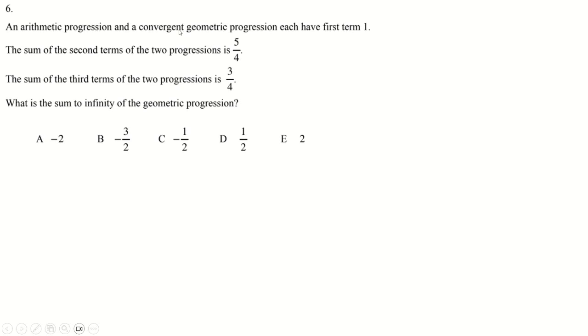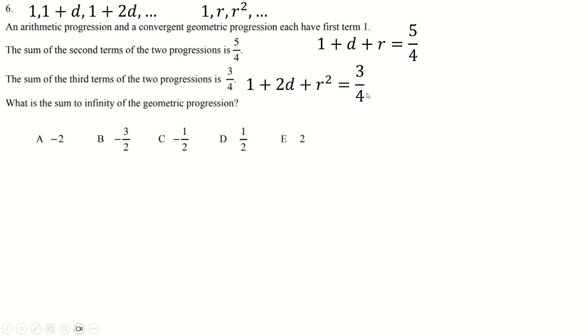Arithmetic progression and also this one, geometric's first term 1. So arithmetic progression goes 1, 1 plus d, 1 plus 2d, and the geometric goes 1, 1r, 1r squared, or just r squared. So that's cool. The sum of the second terms, so that's this one plus this one, equals 5/4. So we'll write that, and the sum of the third terms is this plus this.